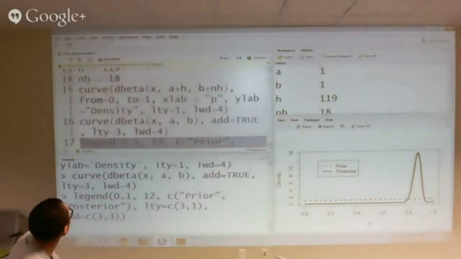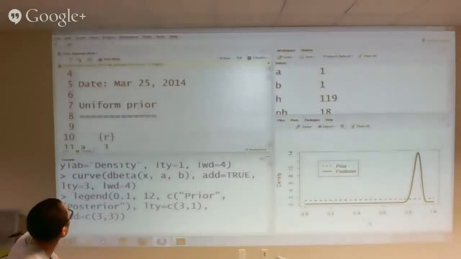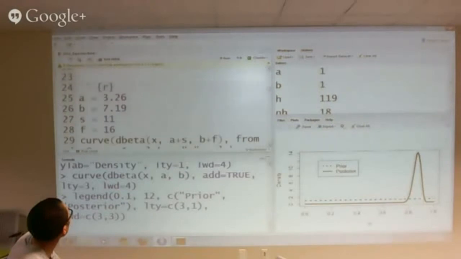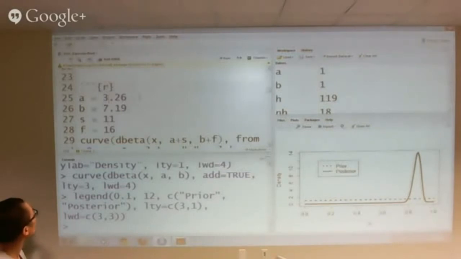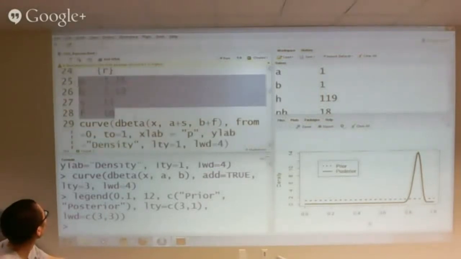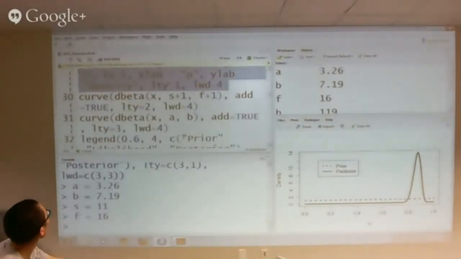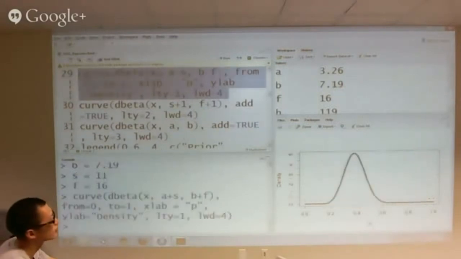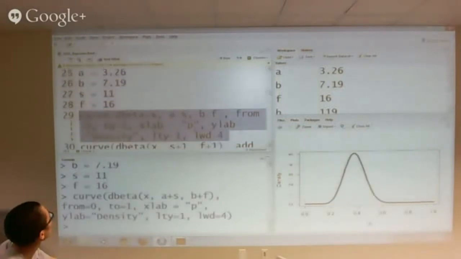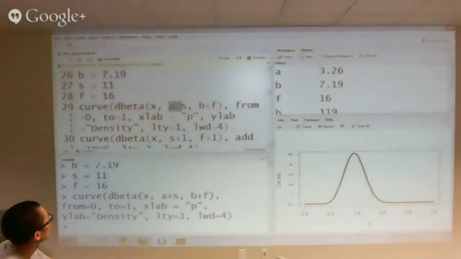So this is the posterior distribution with the uniform prior, and then we're going to see one with a beta prior. This time we'll set A to some other number, which is not equal to 1: A is equal to 3.26, B is equal to 7.90. We're going to see how this graph looks. Let's see here, right? So this is the posterior distribution. See, we use A plus S and B plus F here.